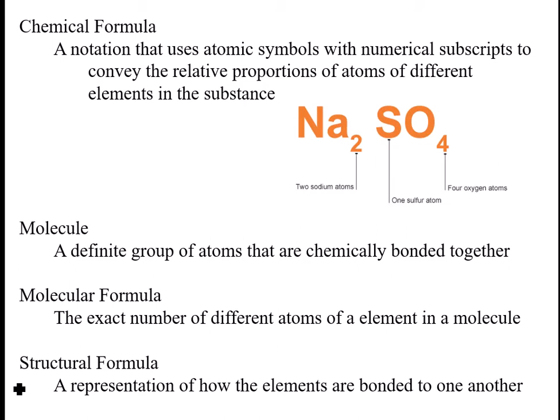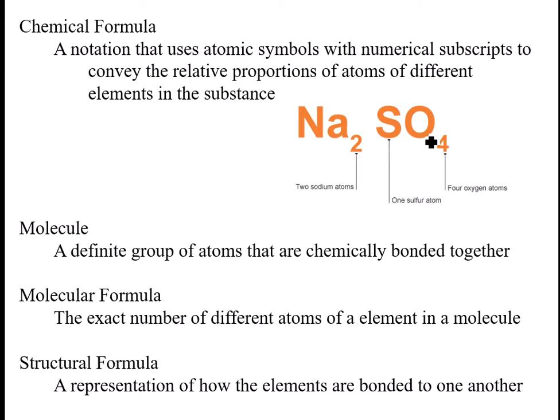Okay, the next section is chemical formulas, molecular and ionic substances. A chemical formula is a notation that uses the atomic symbols with numerical subscripts to convey the relative proportions of atoms in different substances. So in this example, this is called sodium sulfate. This subscript means that I have 2 sodium atoms. There's nothing after the sulfur, so I have 1 sulfur atom, and I have 4 oxygen atoms.